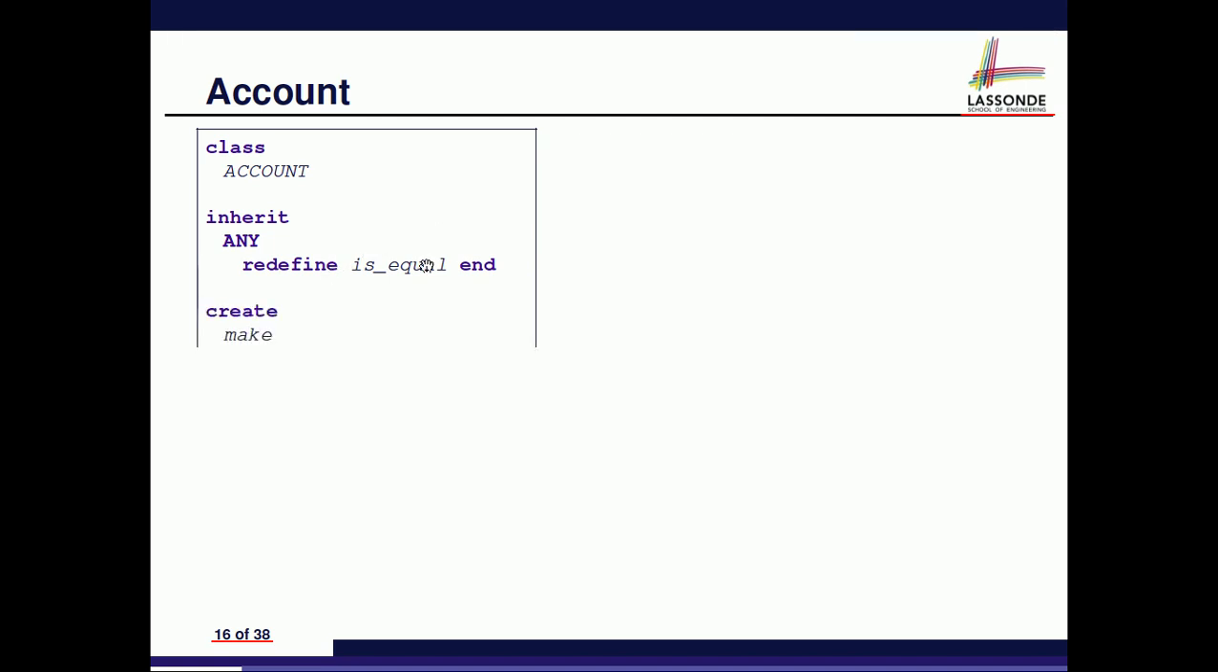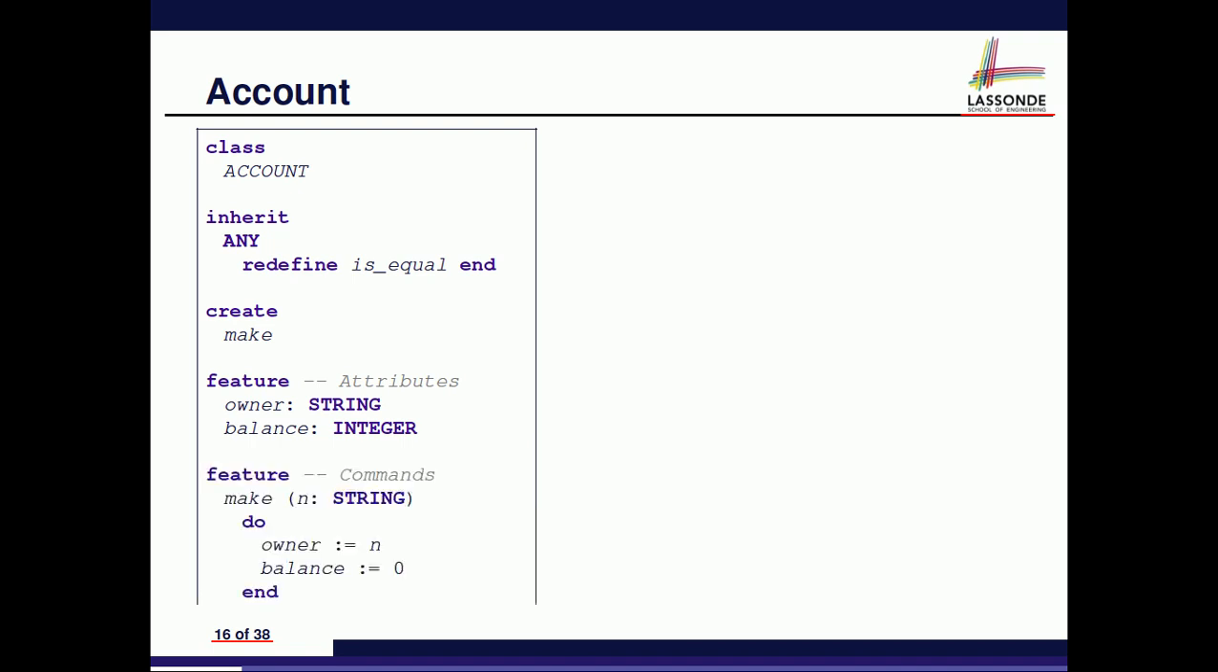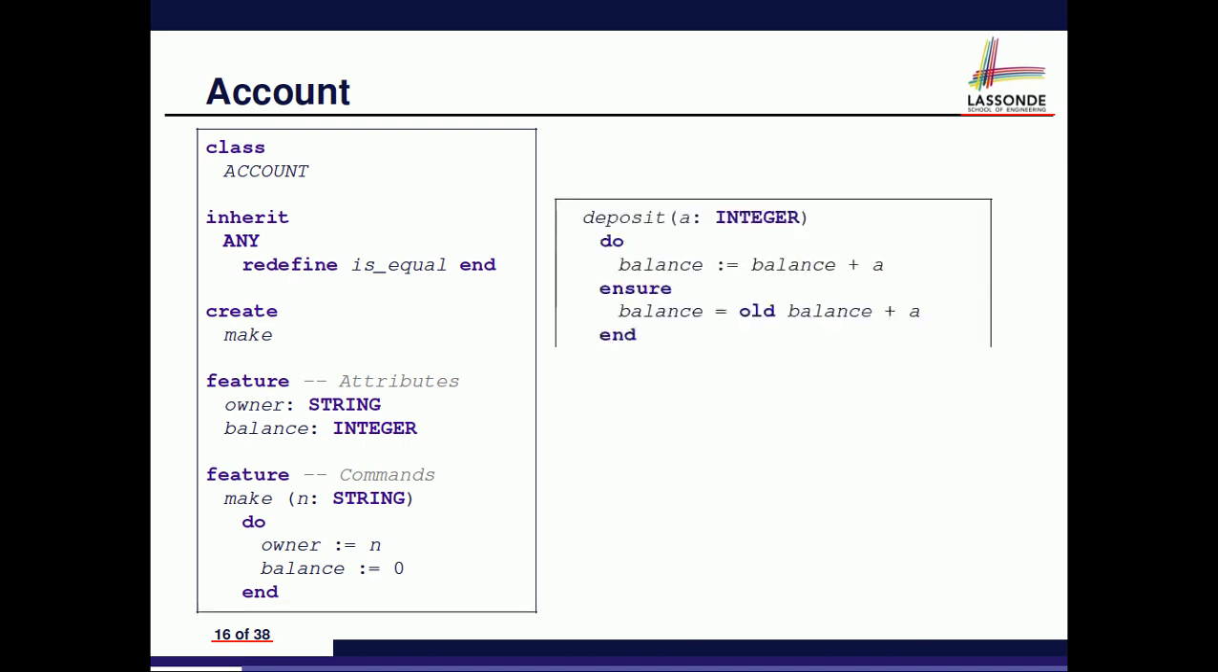Okay? And then you would say the constructor should be make. Let's say we have two attributes only for the account: string owner and integer balance. And then we have the constructor here, which will set up the owner. Balance should just be 0 to begin with. And then we have deposit over here, and deposit is something we'll focus on for this particular example.